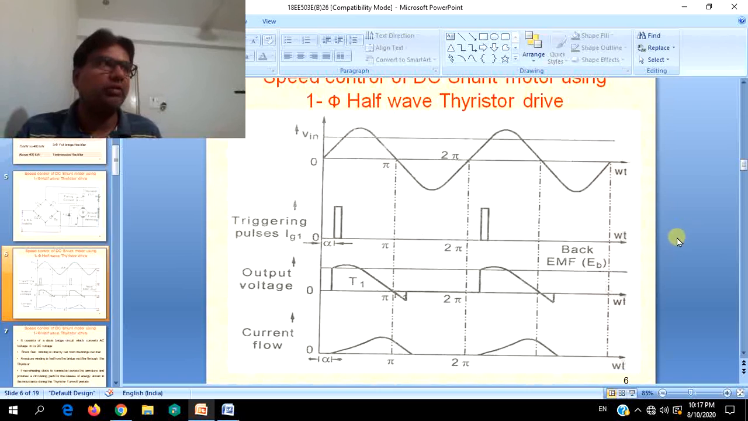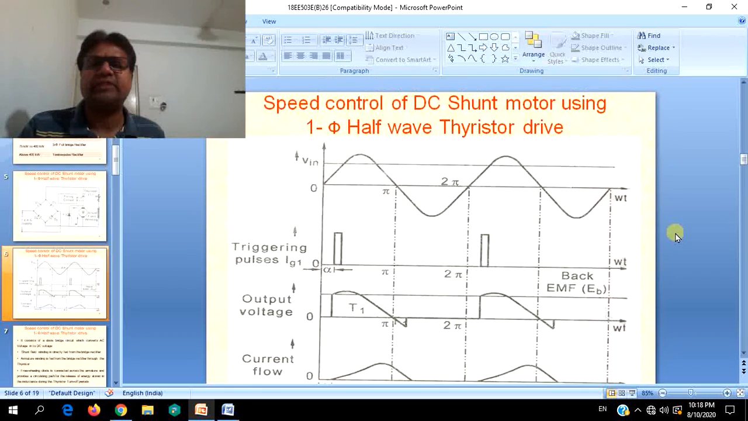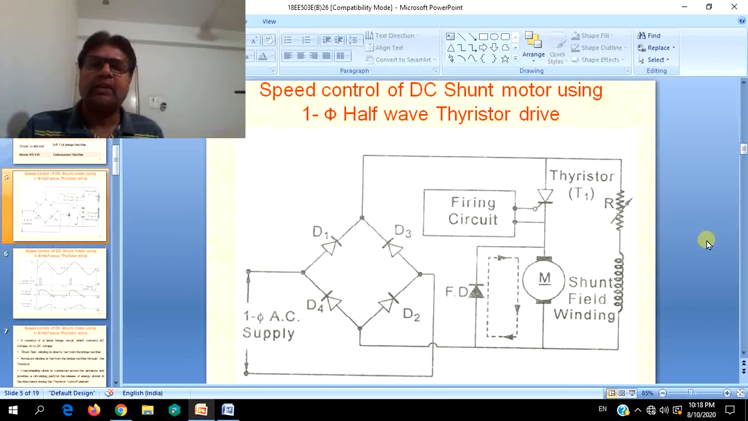For the armature control method, the field flux should be kept constant, and for the field control method, the armature voltage will be kept constant. In all our discussions, we will be following only the armature control method. So the field should always get its constant voltage, so that flux is maintained constant. For that purpose, we need not have any fully controlled bridge circuit over here. A diode bridge will suffice.